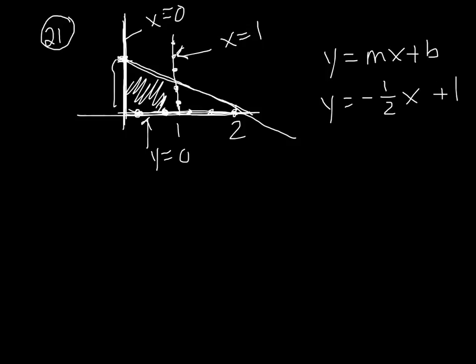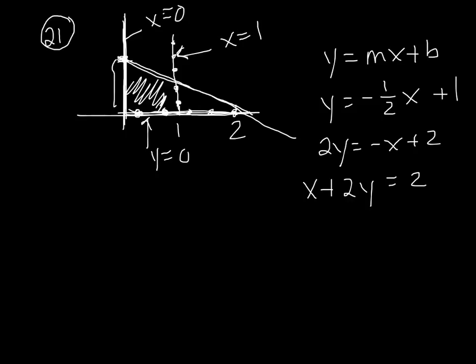And of course, I don't see that on there. There's no fractions in any of the answers. So let's clear our fractions. That would be 2y equals negative x plus 2, and that's going to be x plus 2y equals 2. So it looks like D is your answer, because x minus y equals 0 is not one of the equations bounding that shaded area.